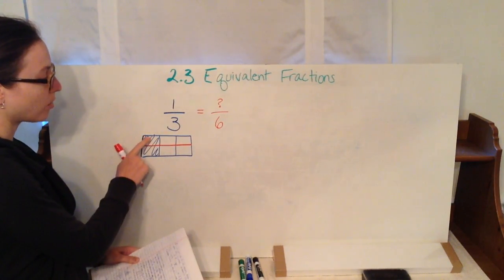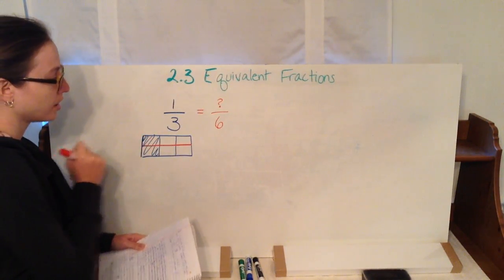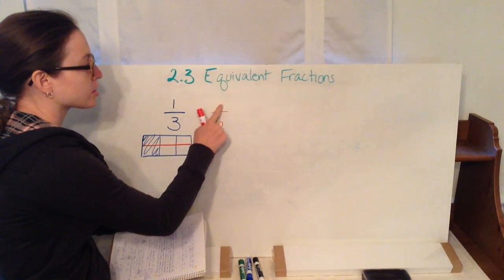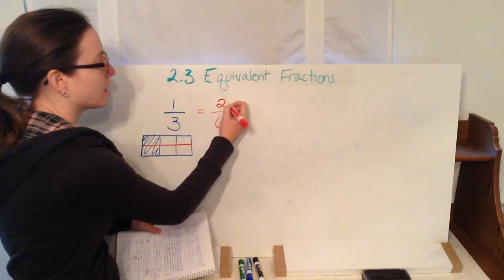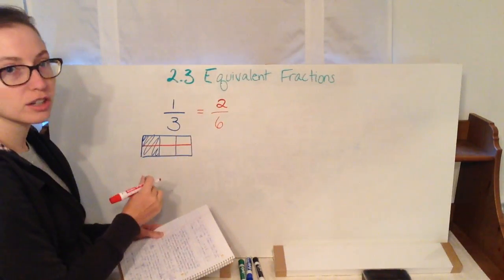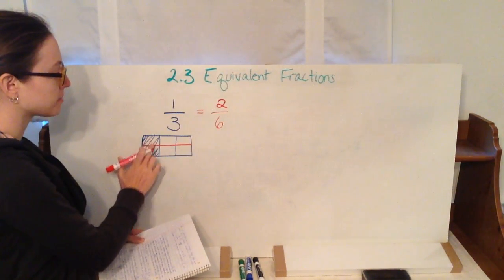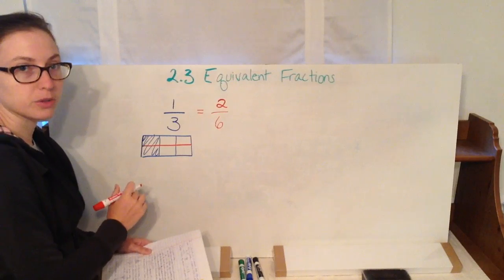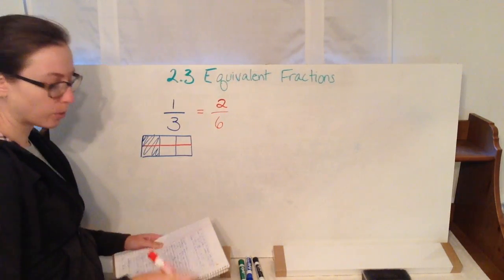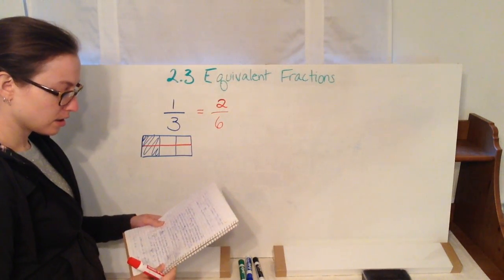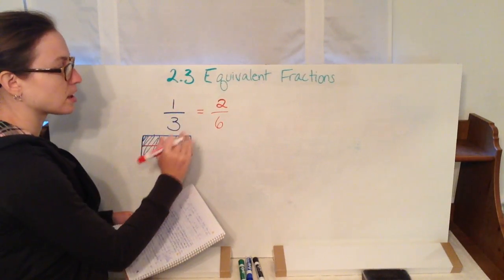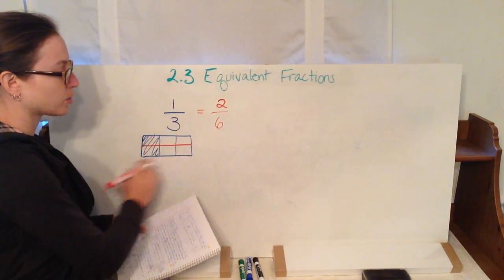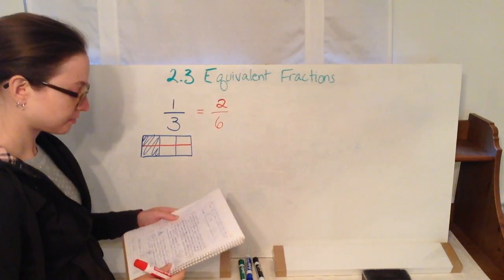And then I'm going to count, I have 1, 2 parts that are shaded. So I haven't changed the value of my fraction, I've just changed what my fraction looks like. The 2 comes from splitting the single piece that was shaded into 2 equal pieces. Okay? If you notice in our next example, there will be a faster way than drawing a diagram.